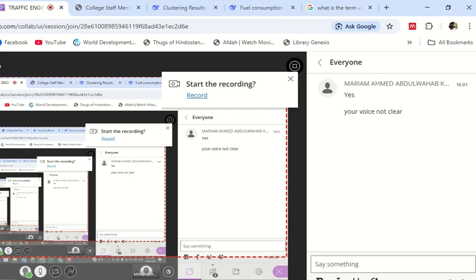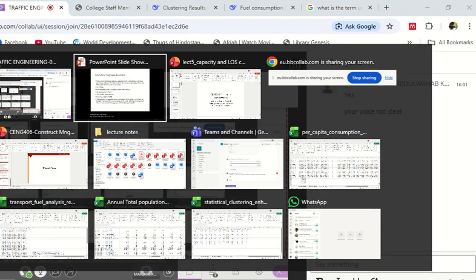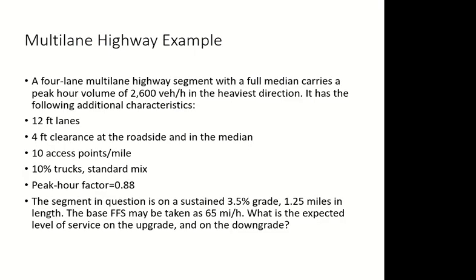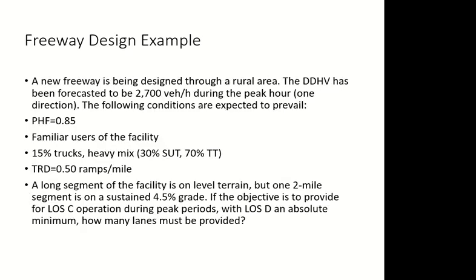My voice is not clear. What can I do? I'm already connected to the wired network. I'm afraid there's nothing much I can do more. Okay.